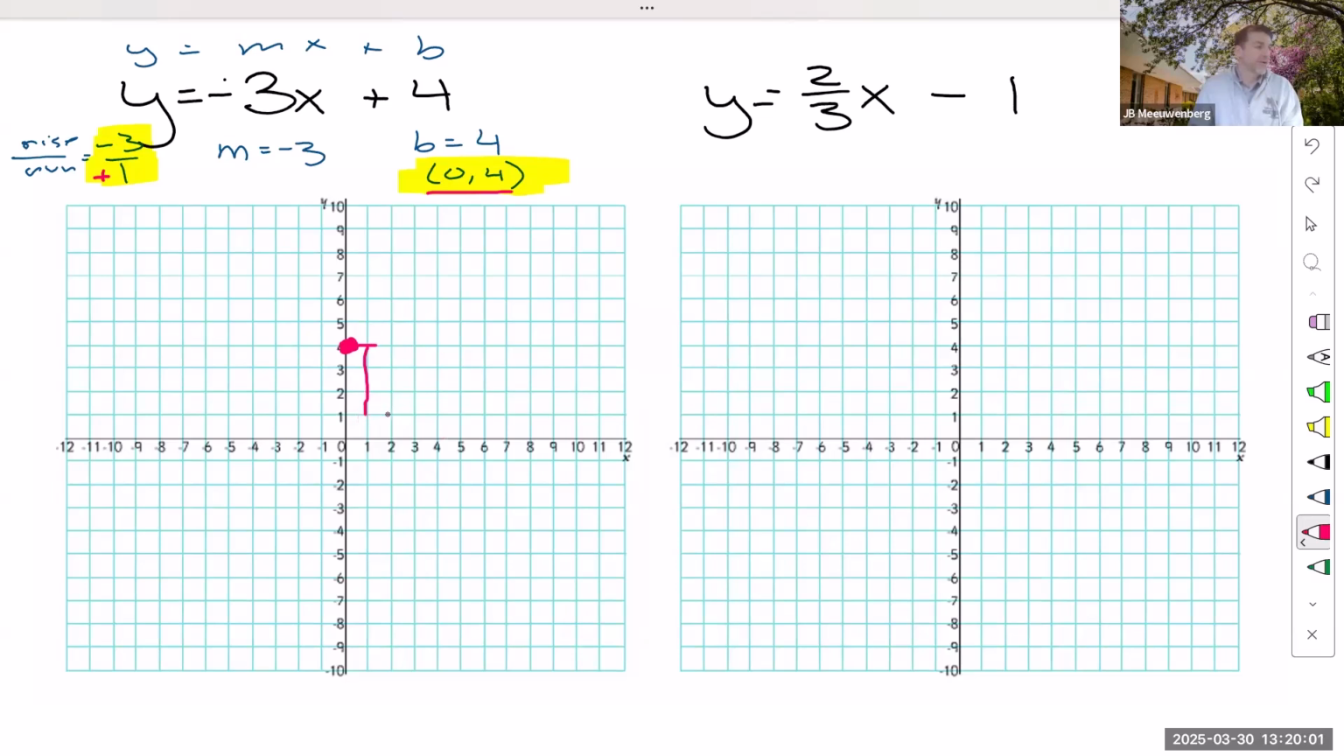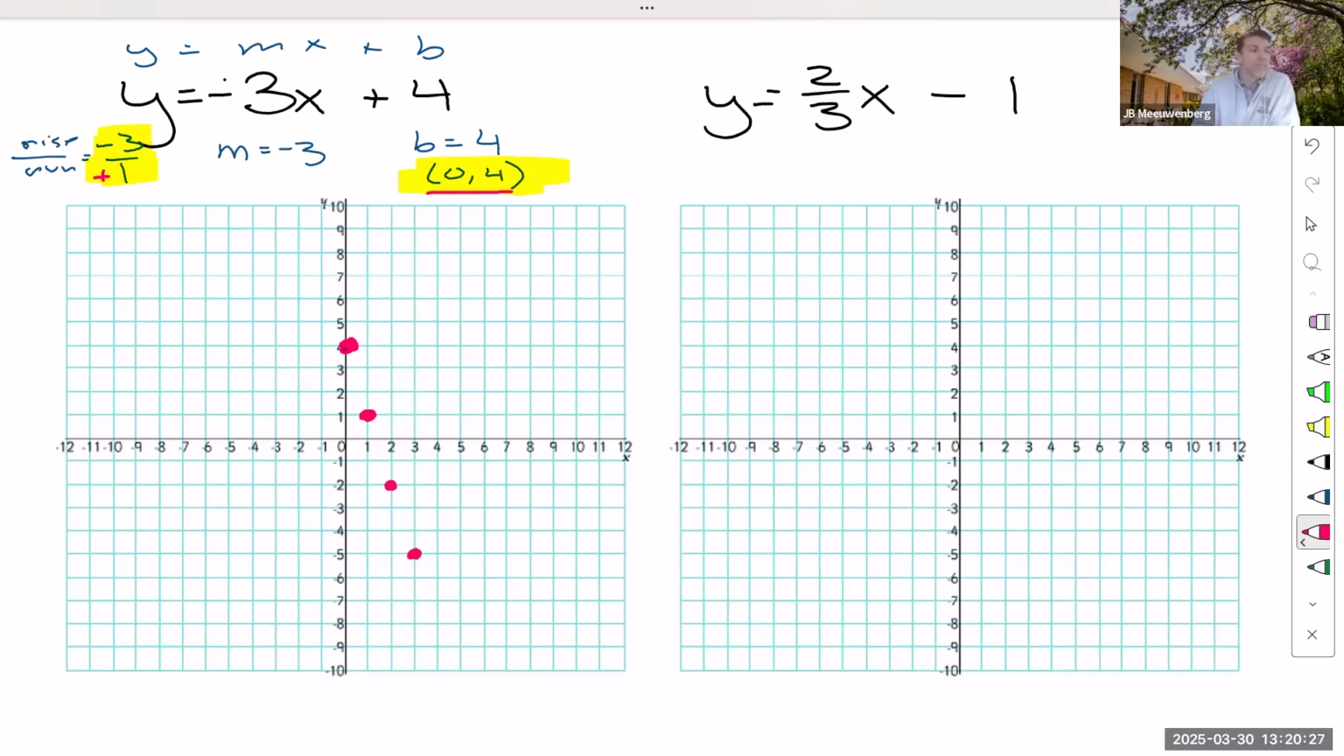Let me delete my arrow, and this is going to be my next point. Now, I always recommend making multiple points, at least more than 2. I'm going to repeat the process. I go 1 to the right, and I count 1, 2, 3 down. I count 1 to the right, and 1, 2, 3 down. The more points you have, the more accurate your graph will look.